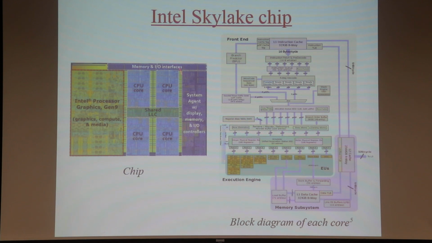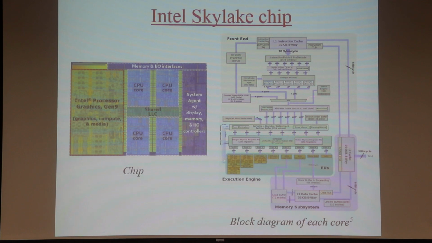Okay, if I look within each one of these blocks and I open it up, I'll see something like this. This looks horribly complicated, but basically there are 3 parts. There's a front end of the core. What the front end does is it's responsible for fetching and decoding instructions. So there's a program counter, and you start fetching instructions and decoding them and so on.